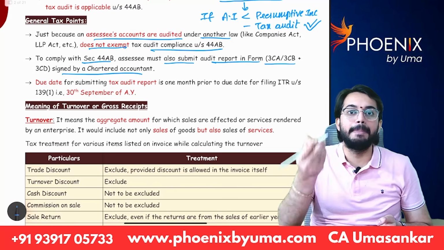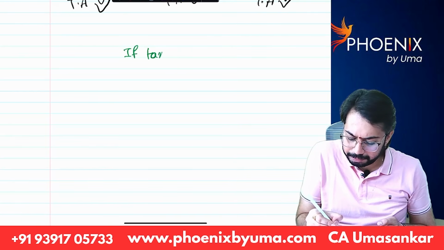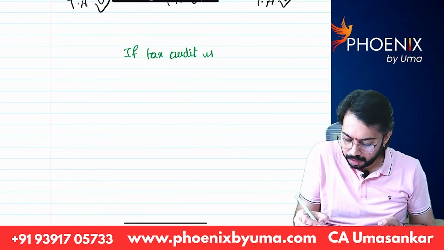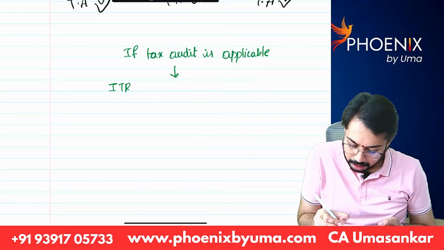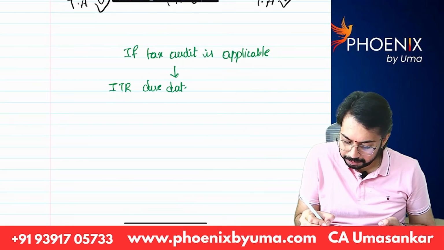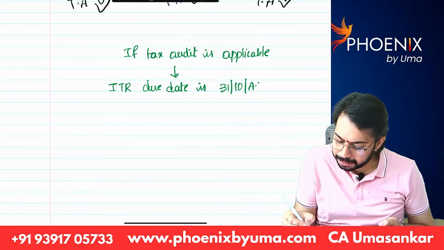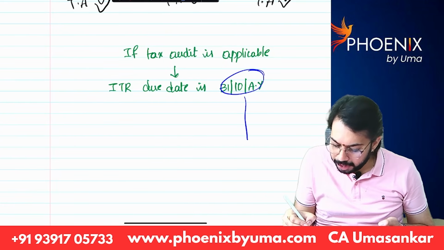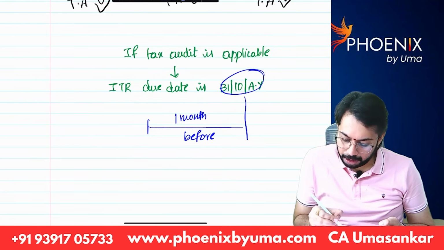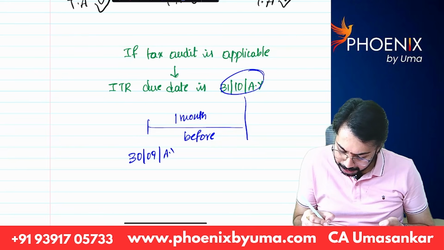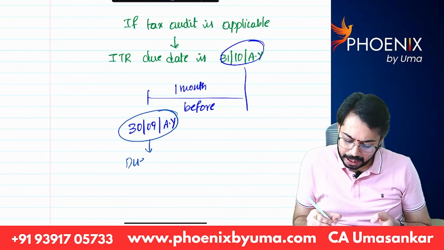Next, what is due date for submitting tax audit report? See, what is ITR due date if tax audit is applicable? ITR due date is 31st October of assessment year. Whatever ITR due date is there, 1 month before. 1 month before means 30th September of assessment year. So, on or before 30th September, this is due date for submitting tax audit report.